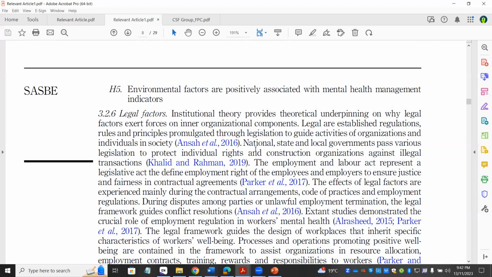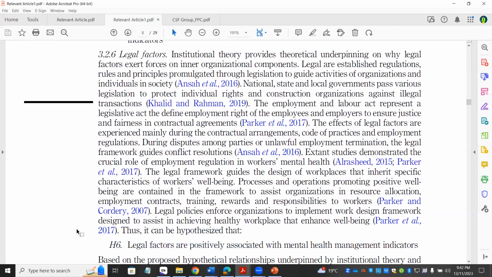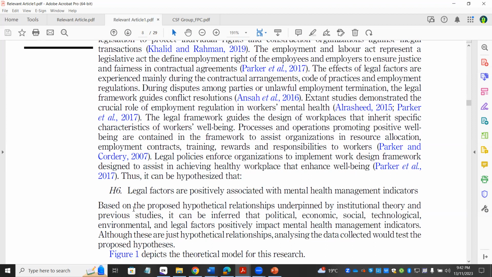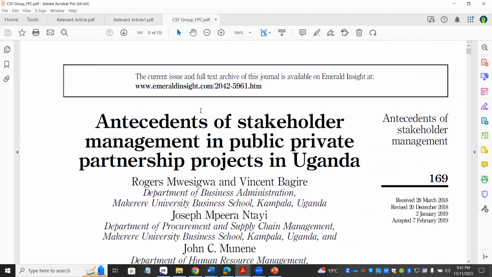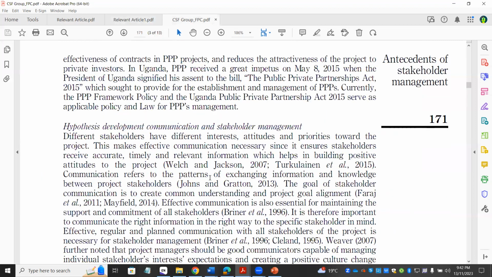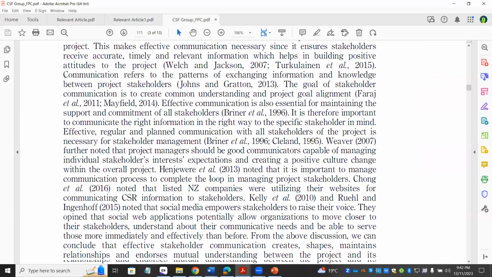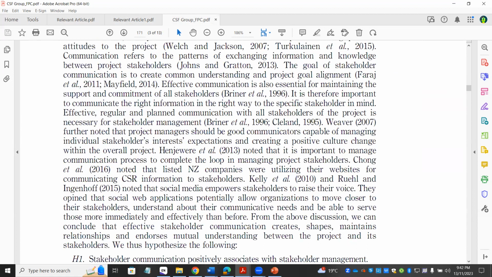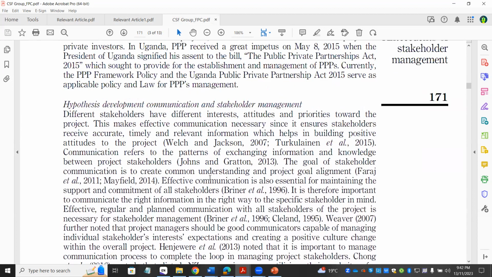National state, the Employment and Labor Act, and so on, legal studies designed for the workplace. So therefore, he hypothesizes that legal factors are related to mental health. That's good. So once again, he tried to use some studies in the past to explain. Good. I like this one too. This is also good, just an addition to what I've taken you through.